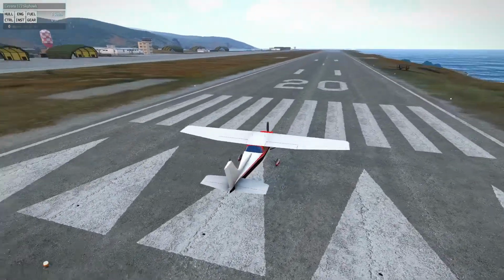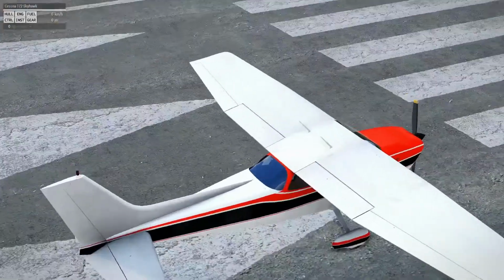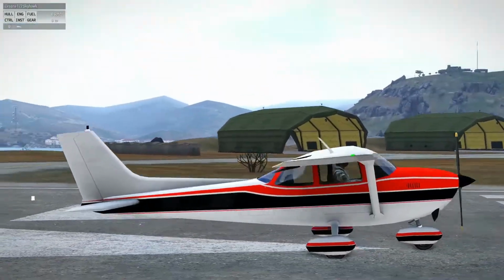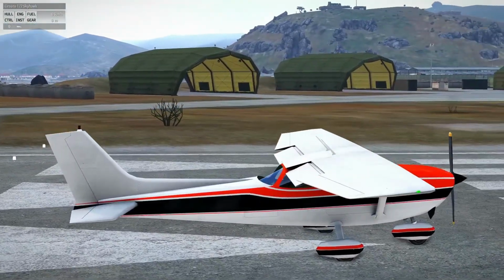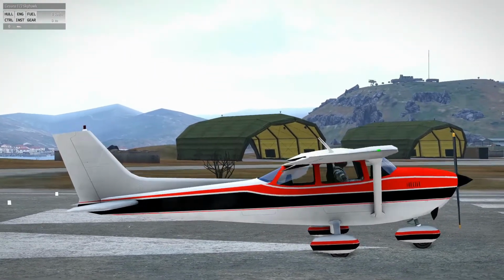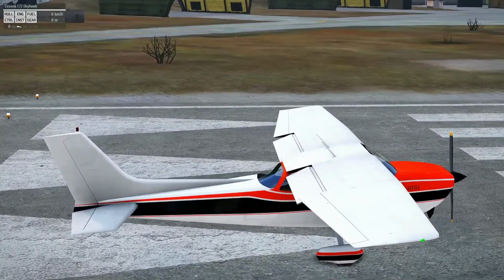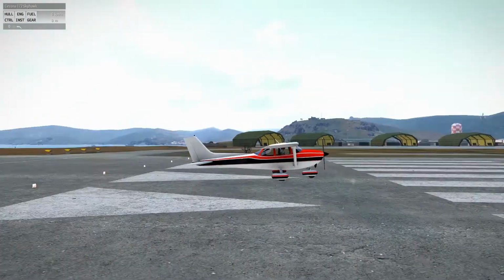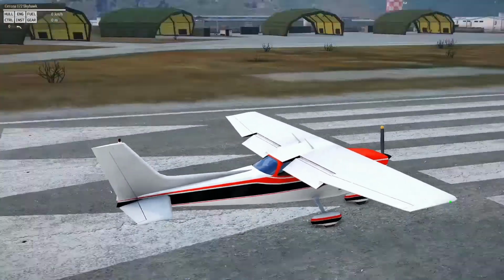As we can see on the plane, these are our flaps. Now lowering them actually makes the plane more aerodynamic as it produces more lift. However, as a trade-off, it also produces more drag. Now there is one more setting where it could lower even more. These are typically used for extremely short runways.